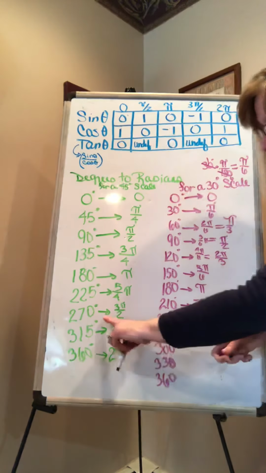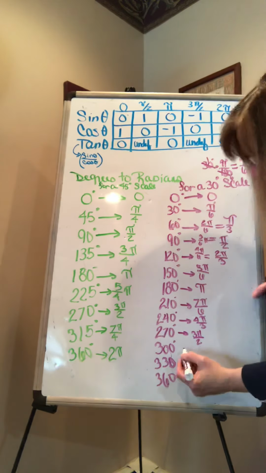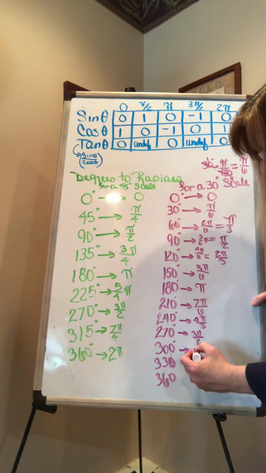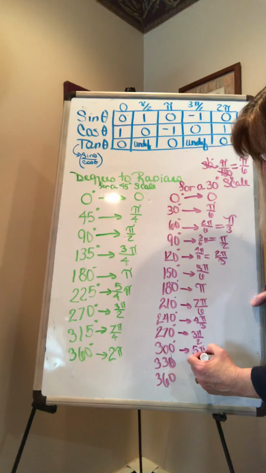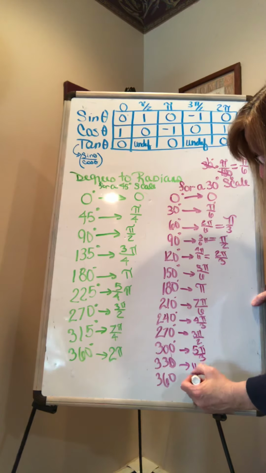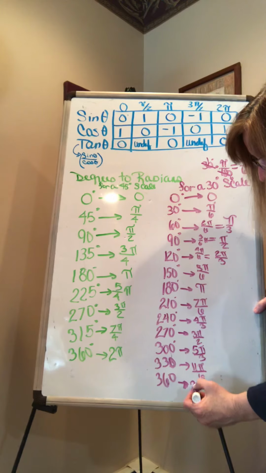So notice another quadrantal. They are exactly the same and they don't change. This would become 10 pi over 6, which would reduce to 5 pi over 3. This would be 11 pi over 6, no reducing. 360, 12 pi over 6, but 12 over 6 is 2 pi.